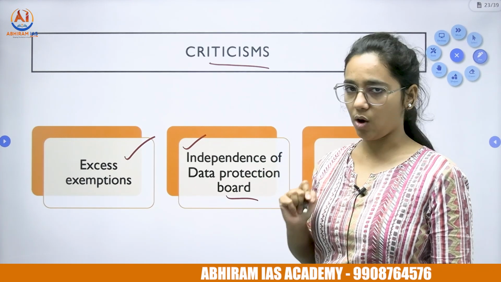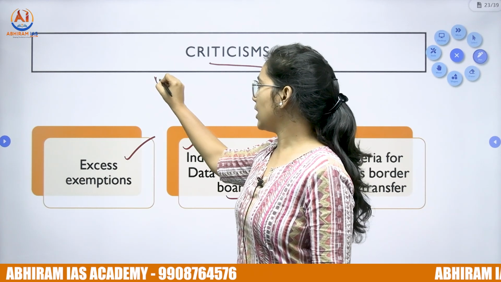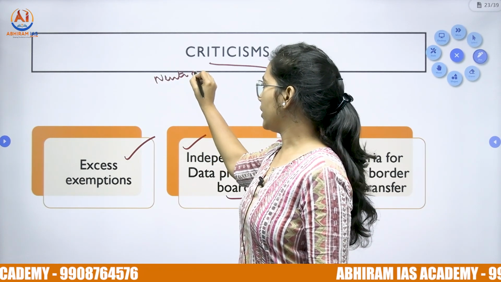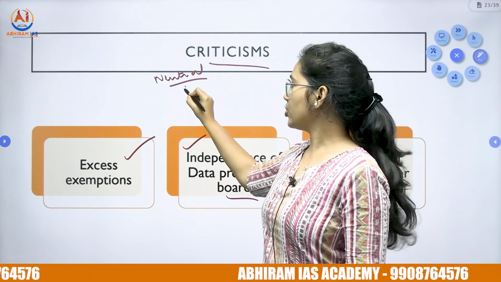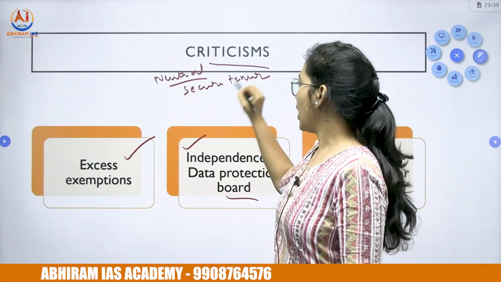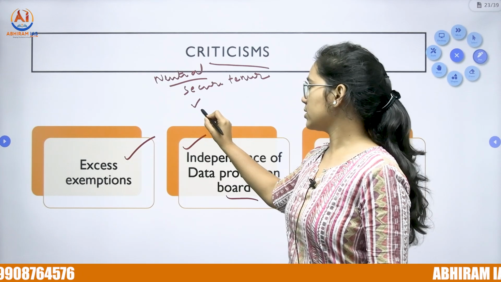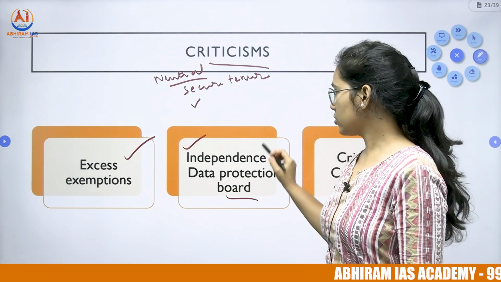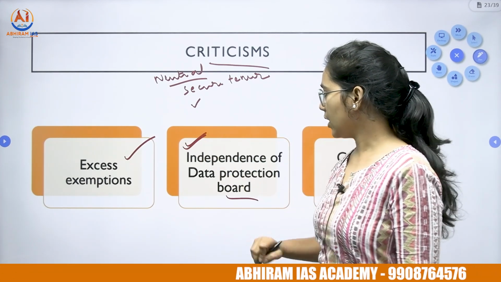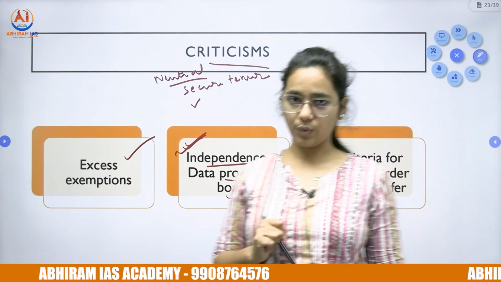So when do we say an organization or a body is independent? It should have some provisions, like a neutral panel should appoint or select it, or it should have a secure tenure. It should have a secure tenure, and the grounds of removal should be mentioned, and only on those grounds should they be removed, not on other grounds. All such provisions are not there. They only say there is an independent Data Protection Board. So this is one criticism.